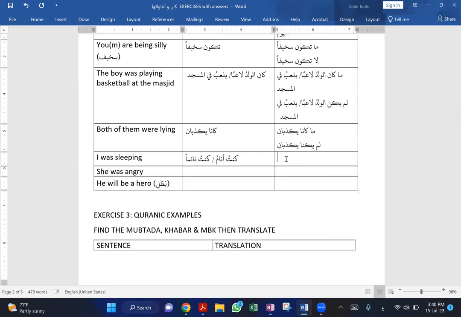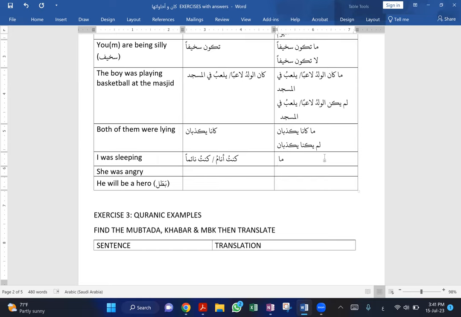How do we negate this then? It's a jumla ismiya? Yes, let's start with kuntu anamu. No, I'm sorry. Kuntu is maadi. Ma kuntu na'iman. So remember, when you're negating maadi, either use ma plus maadi or use lam plus mudari'. La is only used with a maadi if you're going to repeat it. La sadaqa wa la salla. Do you see that? La dhahaba wa la jaa. You have to repeat the la to be able to use the maadi. Otherwise, you just stick with ma or lam yakun.